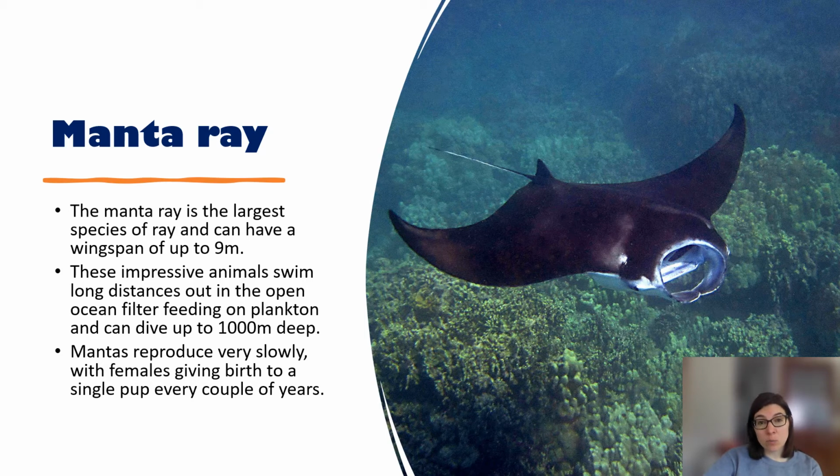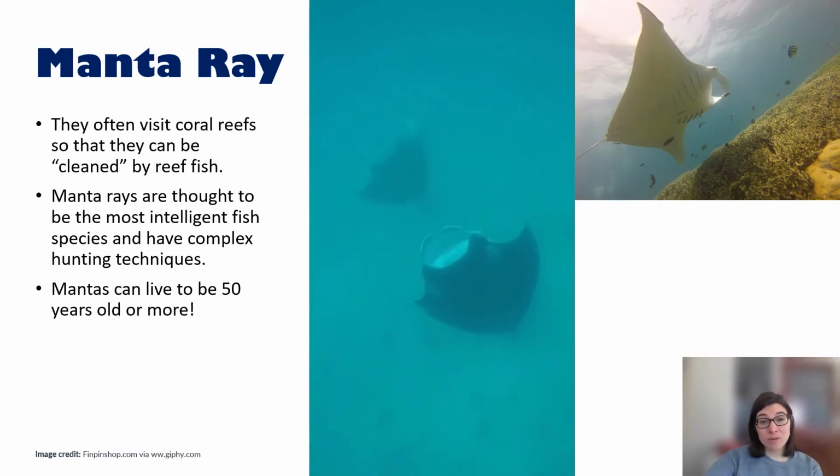So those are kind of small little shrimp-like animals. Mantas reproduce very slowly, with females giving birth to a single pup every couple of years. And it can take 12 or 13 months for the pup to fully develop inside the female before it's ready to be born. So manta rays make sure to take care of themselves, and they often visit coral reefs so that they can be cleaned by little reef fish.